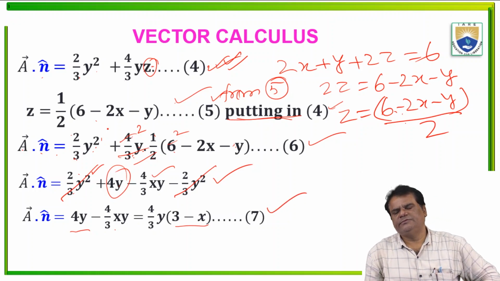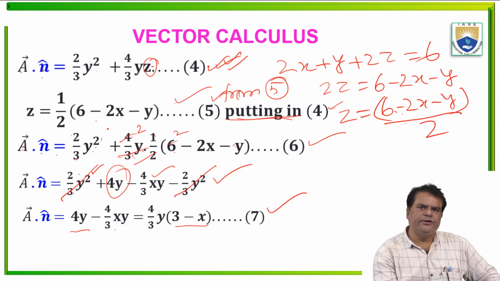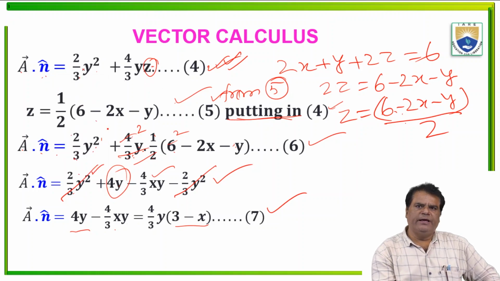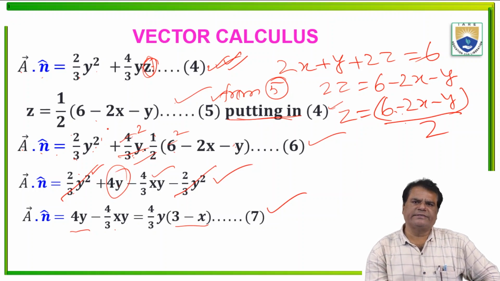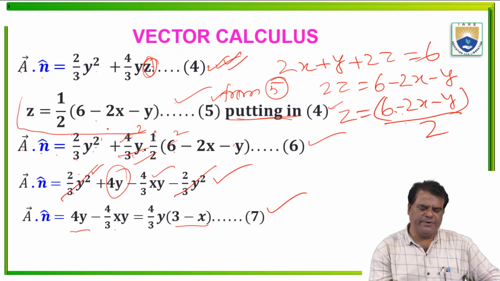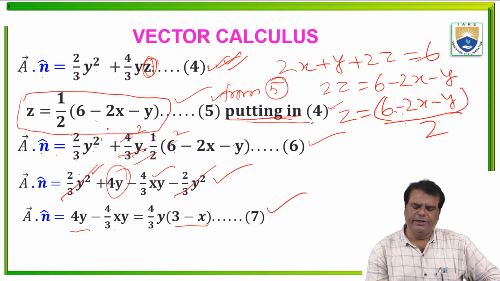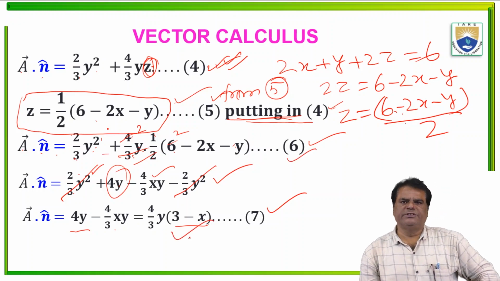Clear? I repeat this topic again. A vector dot n cap. A vector is given, we have the product, we get this. Now here is the z value. So z is converted in x and y. So this is the surface. From the given surface, we get the value of z in equation 5. From 5, putting the value of z in equation 4, then we get this result. After simplifying, we get equation 7.